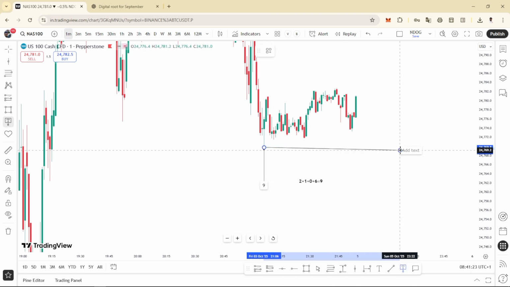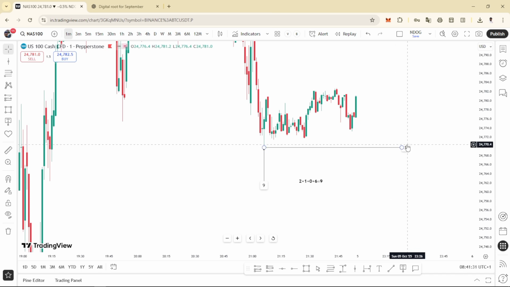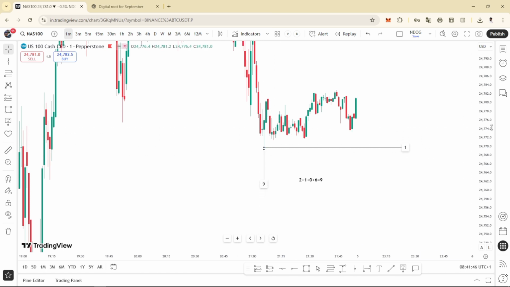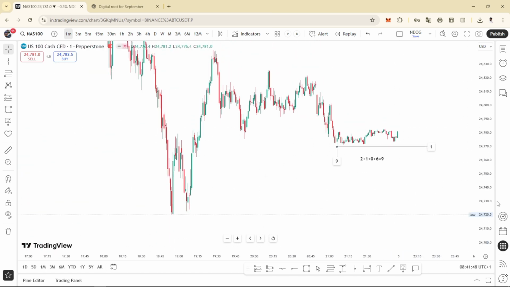Why is this entry point perfect? Because of the price and time alignment. Notice how it gave us 1, which is the number of beginning, and 9, which indicates that this move going downward has completed. So we have a complete move going downward and a new beginning at 1. So this is perfect for entries. So 1 plus 9 is a good entry point in price and time count.